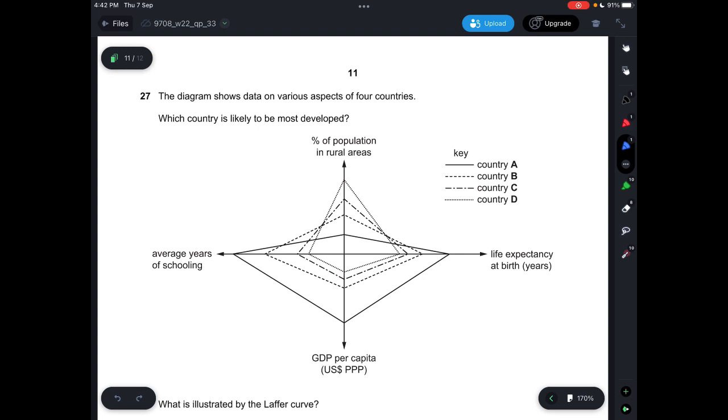So based on this graph, you can see that the one with firm lines would be correct. So that will be country A. So answer is A. You can see from this particular graph, the one that is least developed will be country D because of the highest percentage of population in rural areas, low life expectancy, low average years of schooling, and lowest GDP per capita. And then the next country would be country C, then country B, then country A.